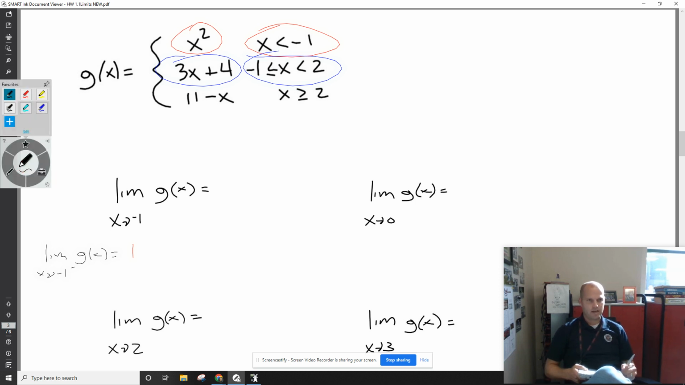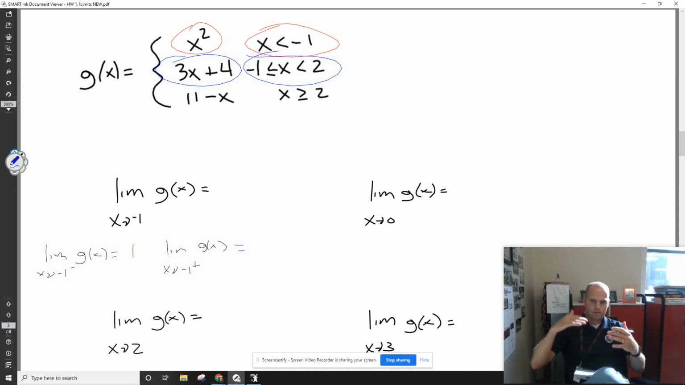But now I have to check the right-hand limit. Limit as x approaches -1 from the right. Now, -1 from the right is using this piece, where x is bigger than or equal to -1. So -0.9999999 repeated. Well, again, don't plug in that, because essentially you're plugging in -1 into this piece. You get 3 times -1, which is -3, plus 4, which is also 1.